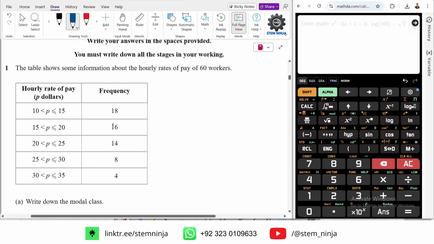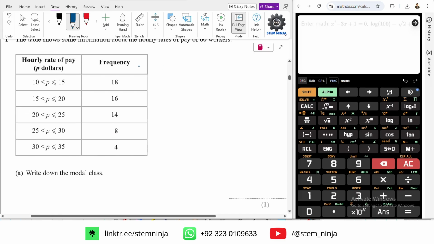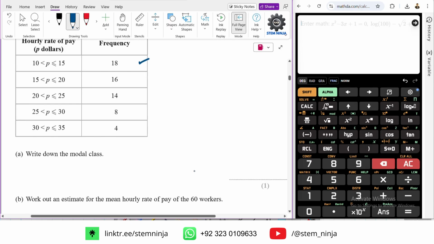Question number 1. The table shows some information about the hourly rates of pay of 60 workers. Write down the modal class. So the modal class is always the one with the highest frequency. As you can see, 18 is the highest frequency over here. So the modal class is 10 to 50, so 10 less than P less than or equal to 50.